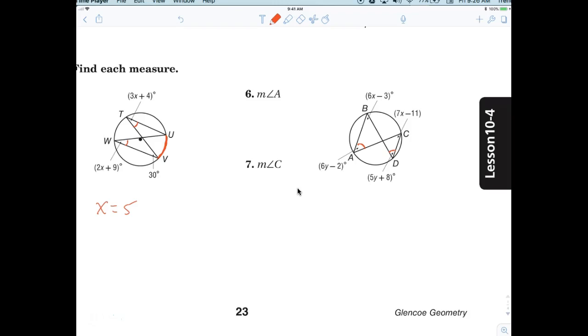So we say y is equal to what? Y is equal to 10. So A is what? 58. Angle C. So give me what x equals, please. Mental math. Come on. X equals what? 8. Do you agree? So then angle C would be 45 degrees.